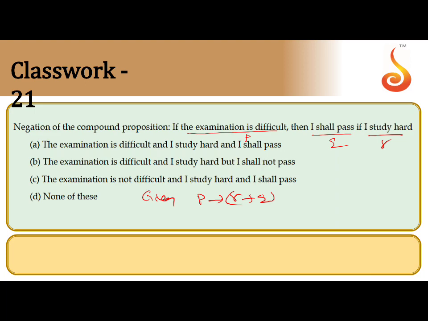So now we have to find the negation of this one. Be careful, negation of P implies (Q implies R). This is the given data. So negation means, what I told, P remains the same, but you will get the negation.